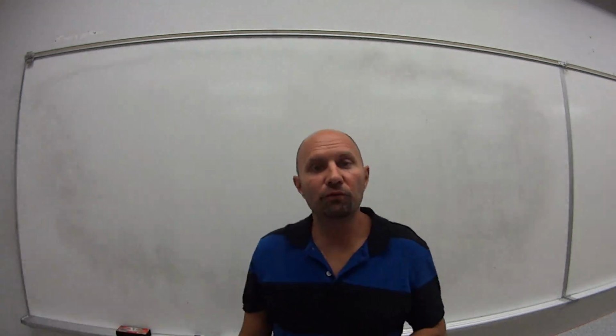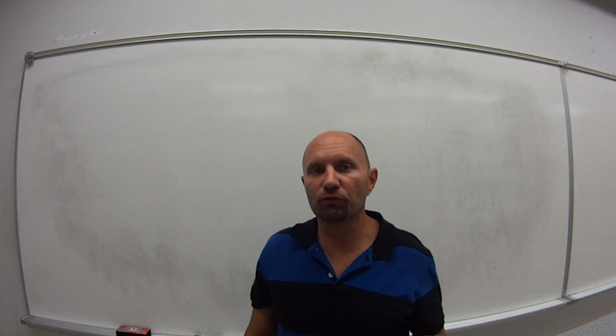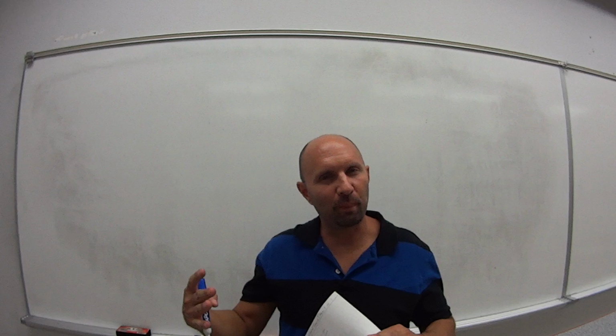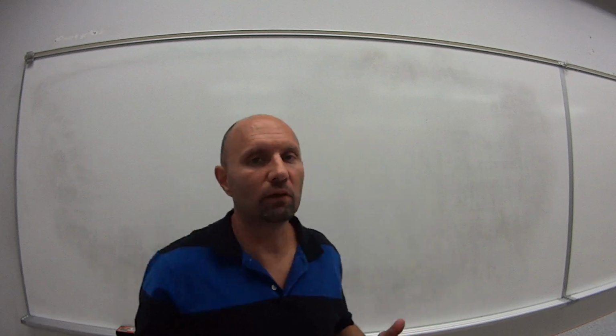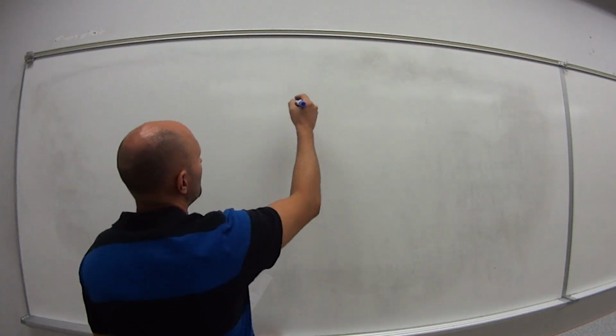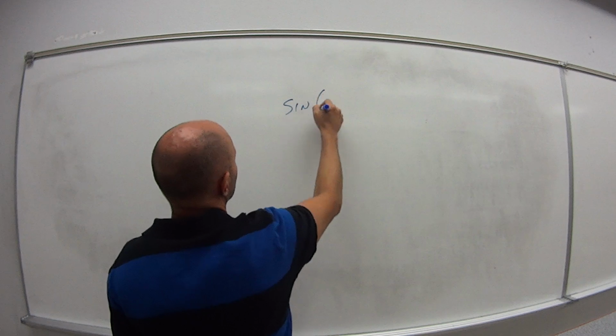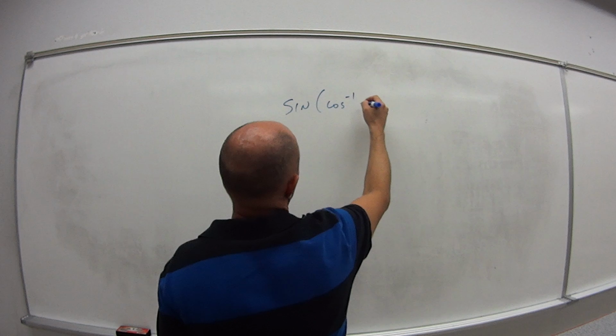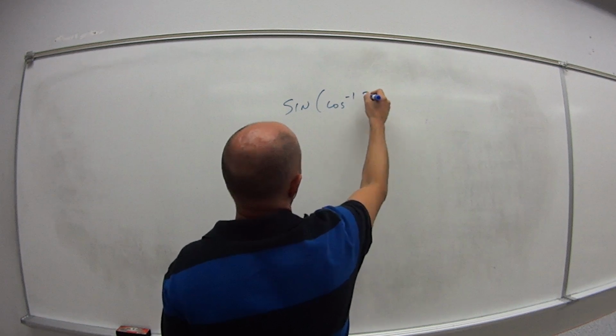Hi and welcome to video 2 of 2 videos for section 7.2. In this section we're just going to expand on an idea that we've already looked at. If you recall, when we had, for example, a problem like sine of cosine inverse of, whatever, 3/5.